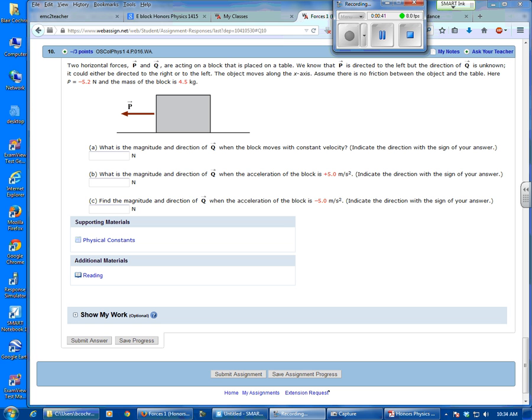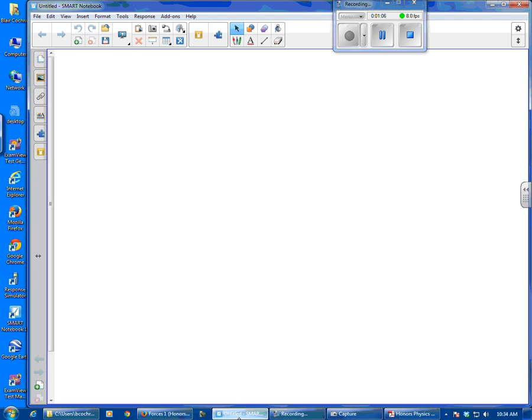So, in A, if we're moving with this constant velocity, that means we have an acceleration of 0. And then in B, we have an acceleration. I'm assuming they mean to the right. We'll take to the right as positive. And in C, they mean to the left. So I'm going to do three separate free bodies for this.